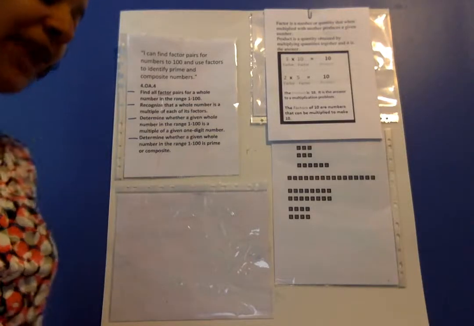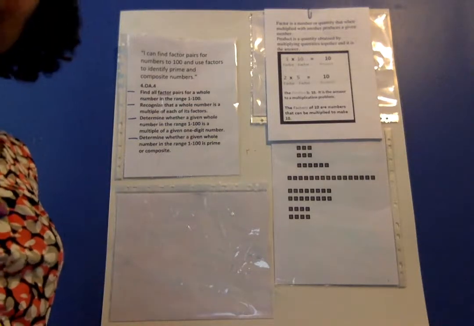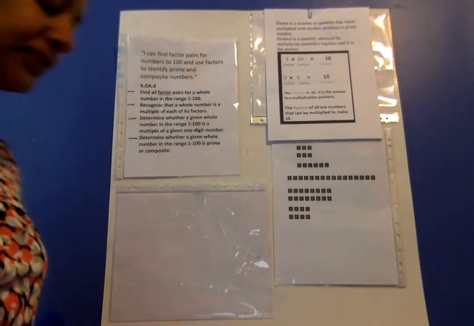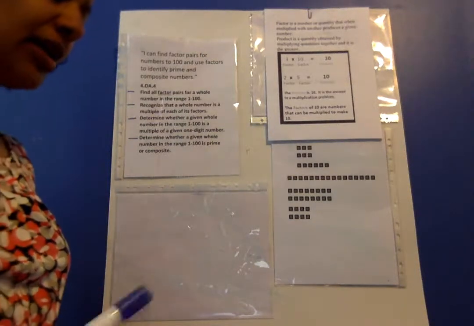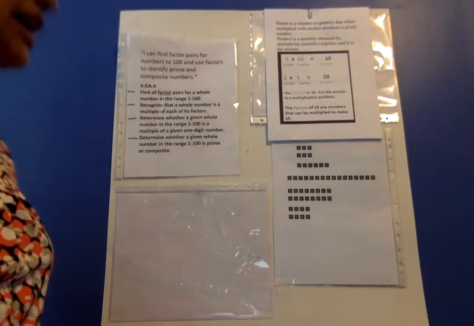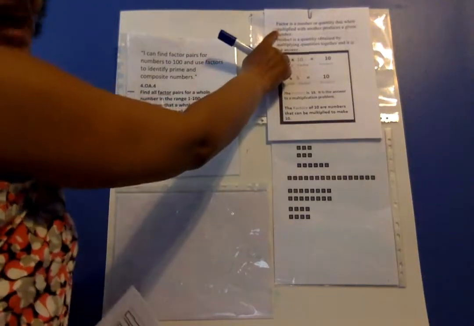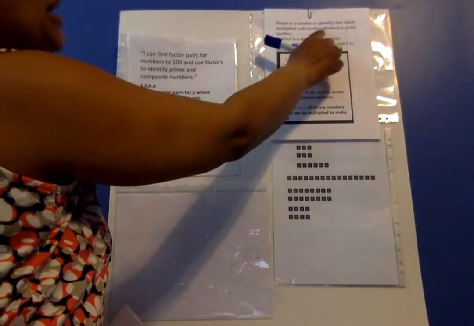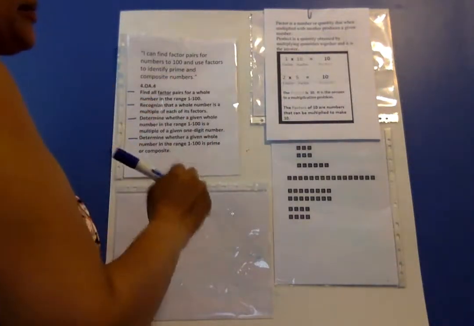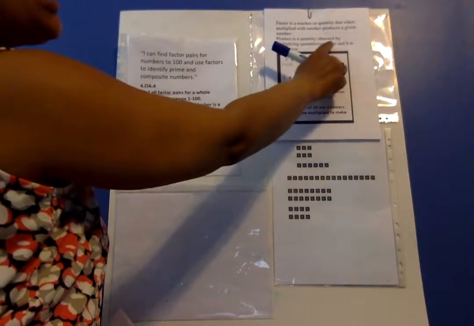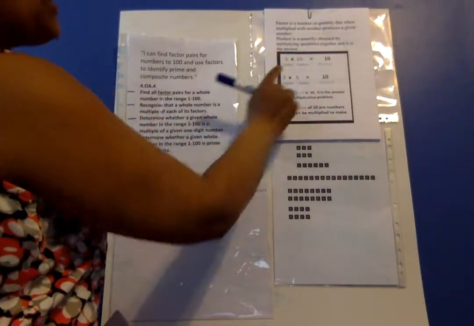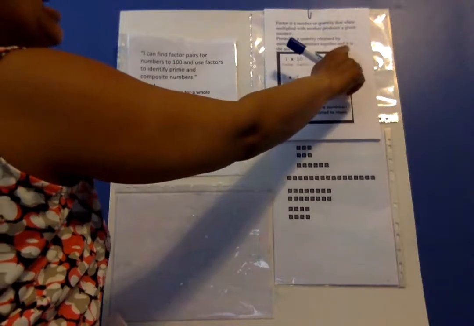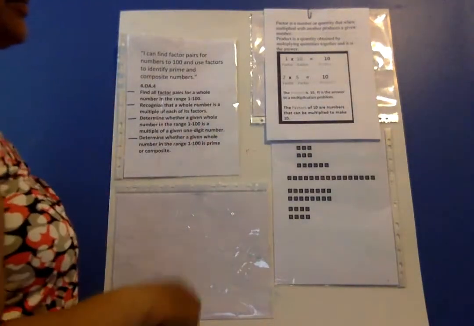Let's review some of the vocabulary words you will see that we will add to our math wall: factor, product, prime, composite, and array. A factor is a number or quantity that when multiplied with another produces a given number. The product is a quantity obtained by multiplying quantities together, and it is the answer.